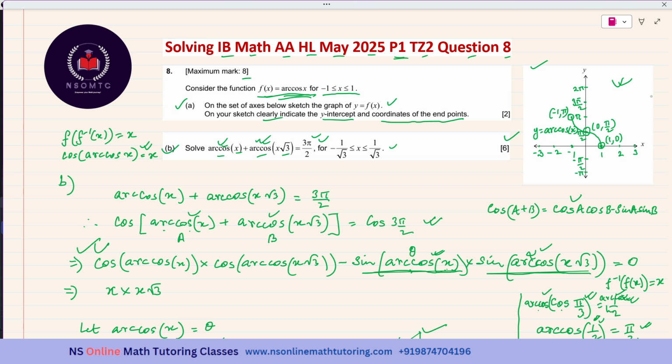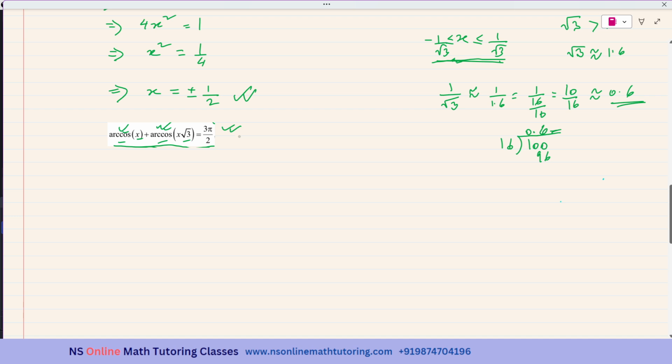Okay. So let us take the original equation and let us plug in the two values of x that we have got. So this is the original equation given in the question. And now let us take the x value as half.